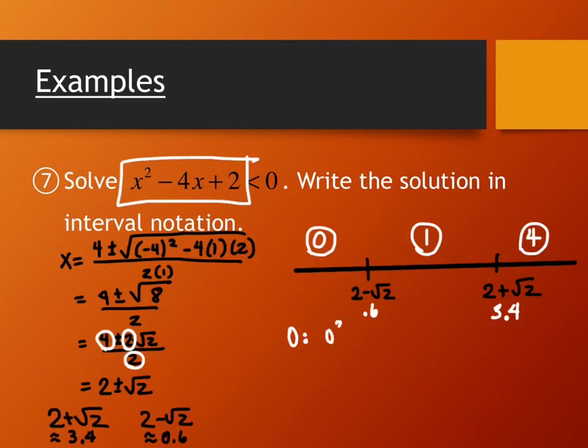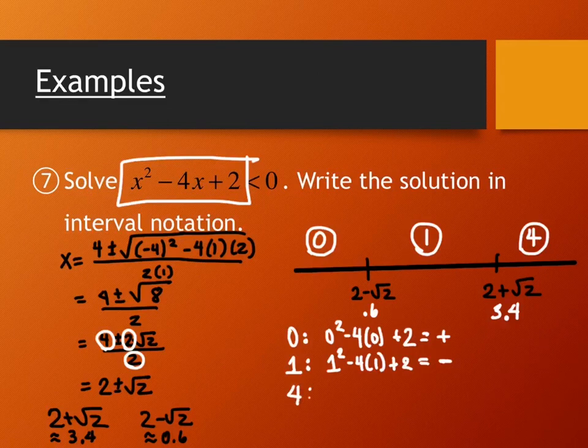So I have 0 squared minus 4 times 0 plus 2. And that's a positive, right? The 2 at the end. Next I was going to try the number 1. This is 1 squared minus 4 times 1 plus 2. So this would end up giving me 1 minus 4, which would be -3, plus 2, which is a negative. And last but not least, I had the number 4, and we're going to plug that one in. So this is 4 squared minus 4 times 4 plus 2. 4 squared is 16, minus the 16 that comes next would be 0, and then I have my plus 2 to give me a positive.